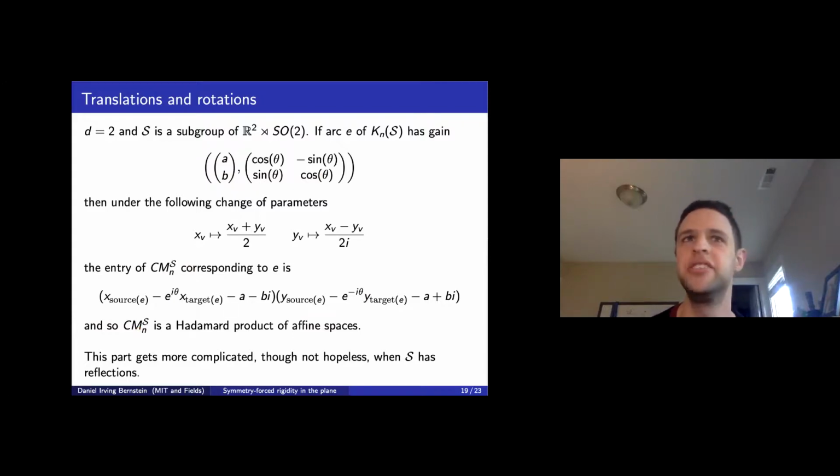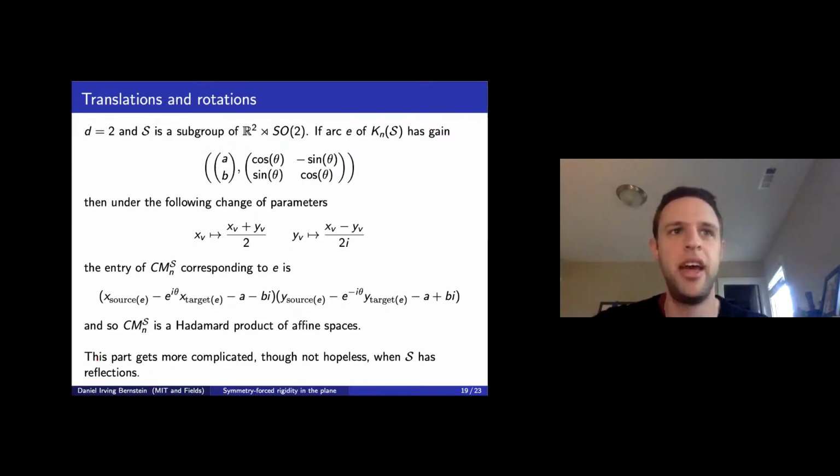So I know some of the details here are probably not going to sit so solidly, but really the point of this is that when I assume that my group is just consisting of translations and rotations, then I apply some change of coordinates. And then once I do that, under that parameterization, the variety I care about is very clearly a Hadamard product of affine spaces. And I should say something similar happens when S has reflections, but it's just complicated enough that it messes up the combinatorics and you can't use submodular function theory.